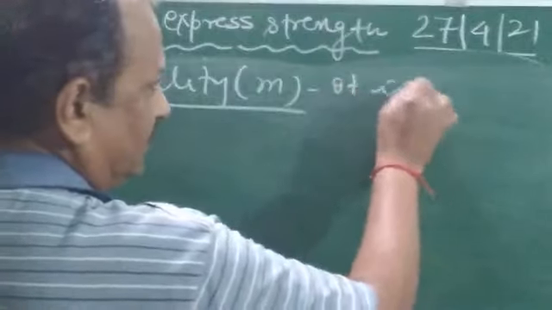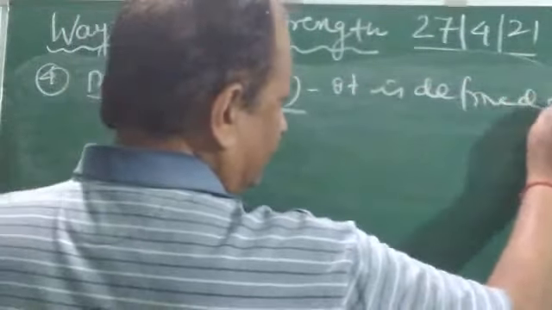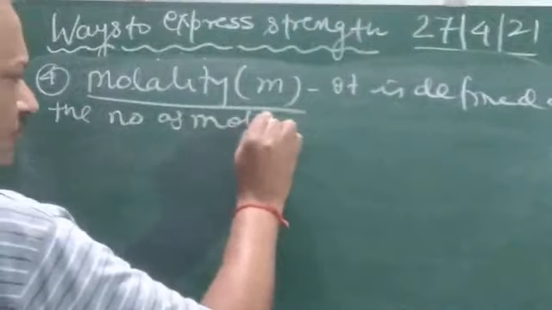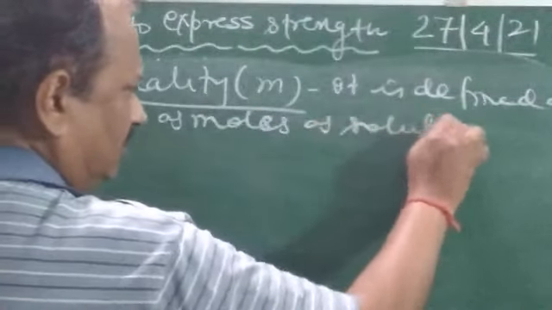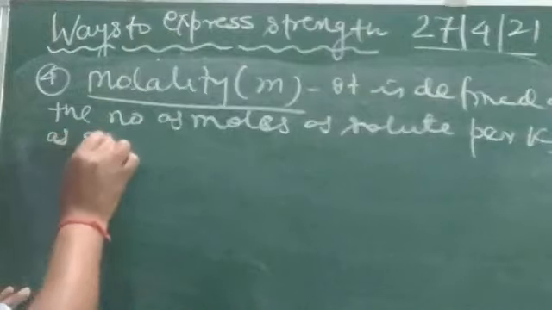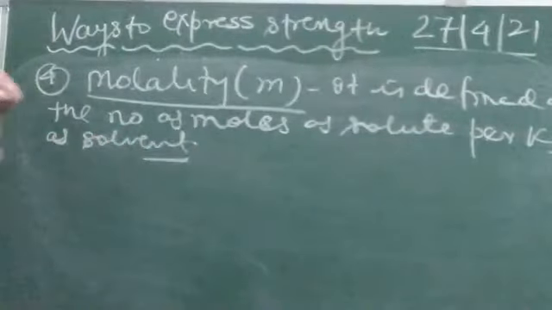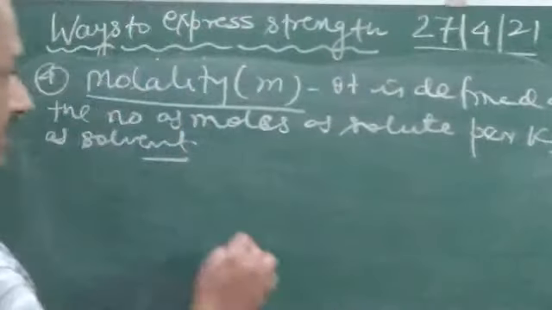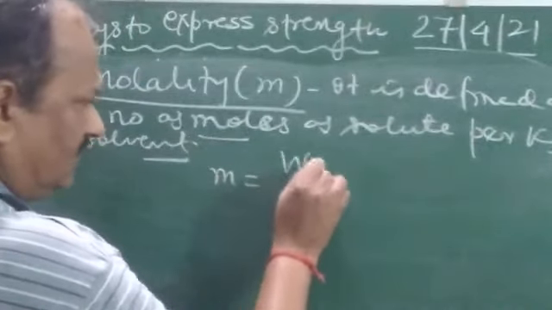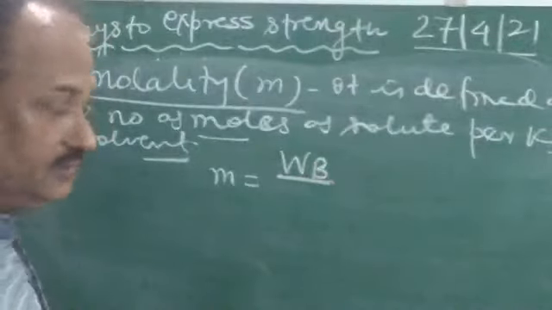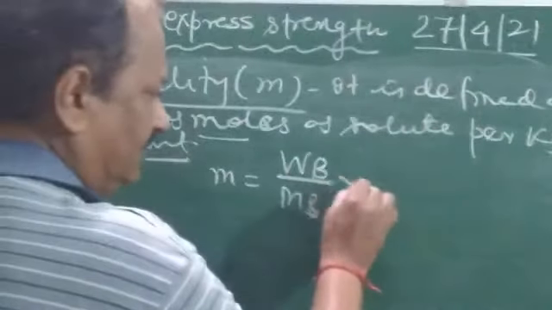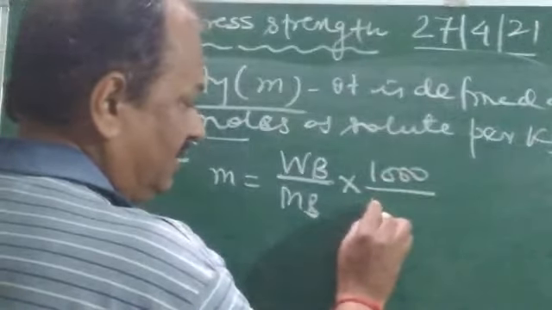So it is defined as the number of moles of solute per kg of solvent. Now again the number of moles is there, so similarly we have here w B, the amount of solute, and m B will remain the same, similar to the molarity, here into 1000, but here there will be W.